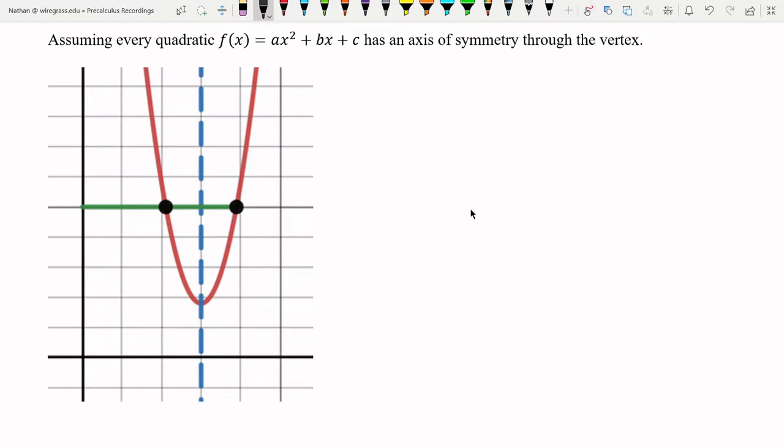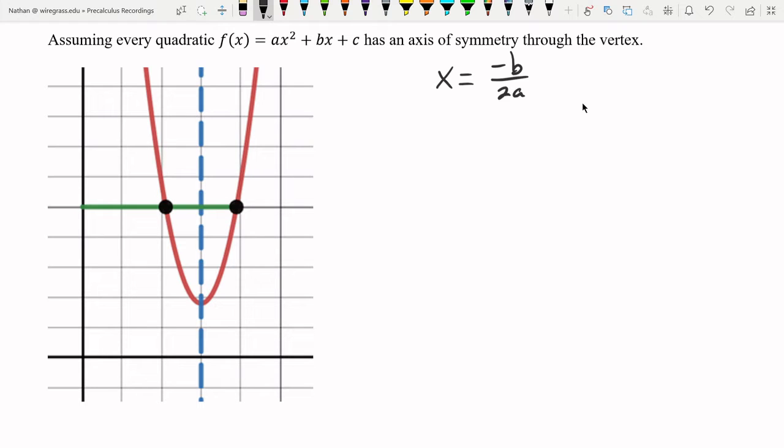The last thing I want to do here is prove that the x coordinate of the vertex is at negative b over 2a. That was what I had said, that we will assume it to be true, that if that's the case, then we can find the vertex quite easily. And here I want to prove it.